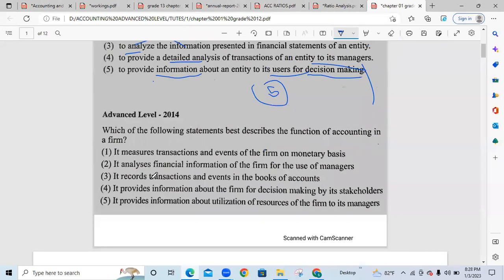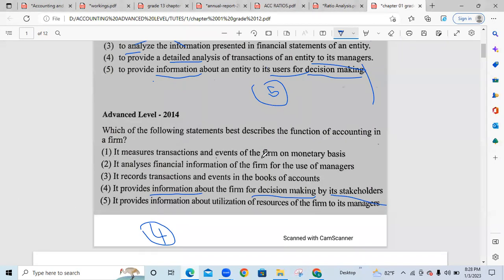2014 paper. Which of the following statements best describes the function in accounting? Fourth one. Once again, guys, what are you providing? Information. Whom are you providing? Stakeholders. Why? Make decision. Correct answer, fourth. Why not first one?